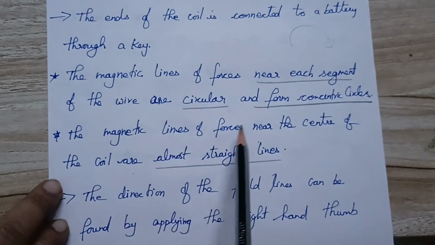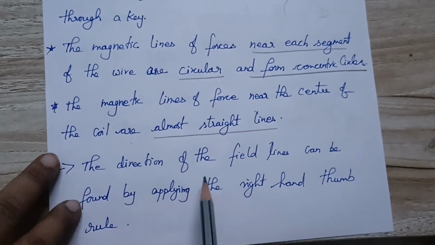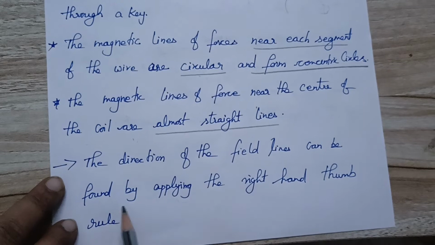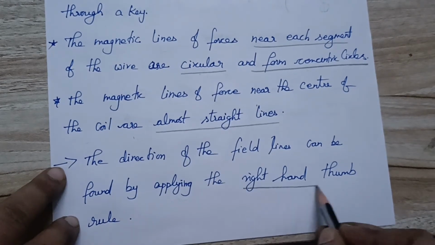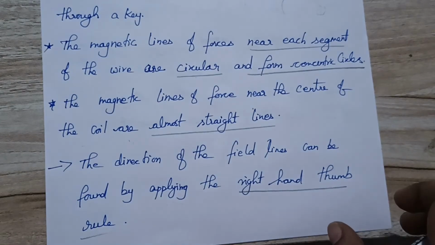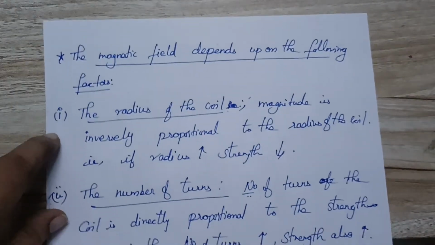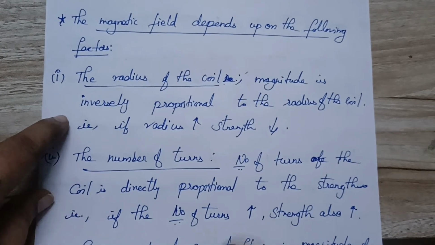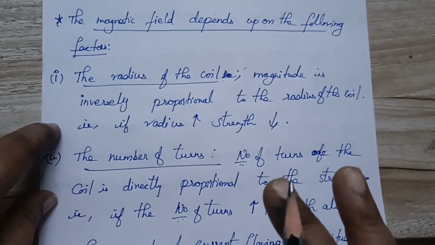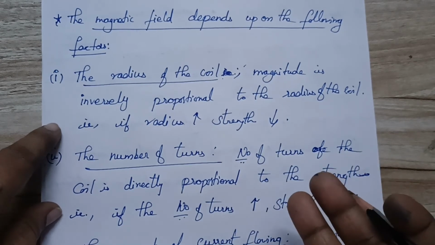The magnetic lines of force near the center of the coil are almost straight lines. The direction of the field lines can be found by applying the right hand thumb rule, that is, Maxwell's corkscrew rule. We have seen how to find the direction of the magnetic field as well as how the magnetic field is formed.